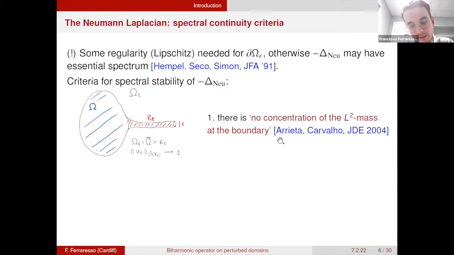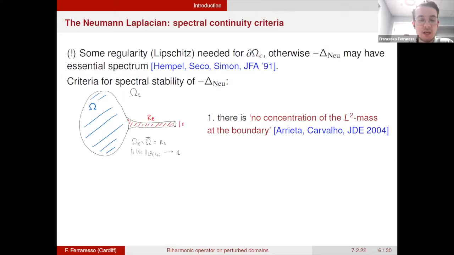What I mean by this is the following. So think about a dumbbell domain of this form. You have this blue part that is the domain omega, then you attach a thin handle R epsilon, of size epsilon. And now you can prove that some of the eigenfunctions of the Neumann Laplacian will actually have L2 mass concentrating on this red part. And therefore, this criterion here is violated, okay? Indeed, on dumbbell domains, you won't have spectral stability in general.